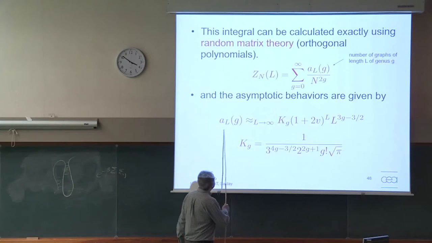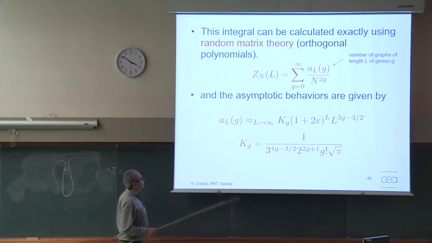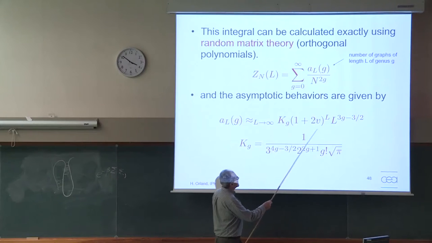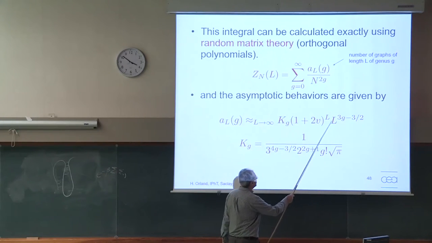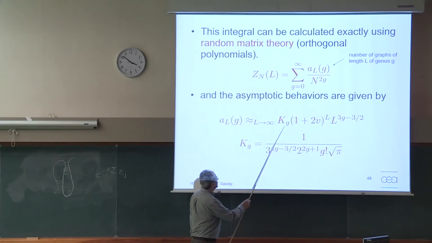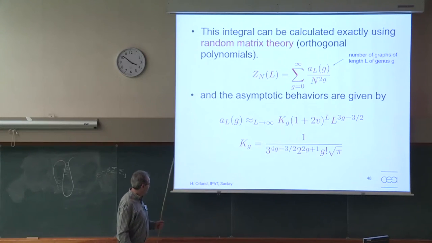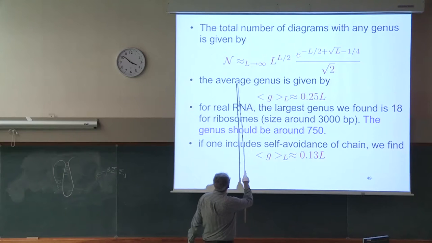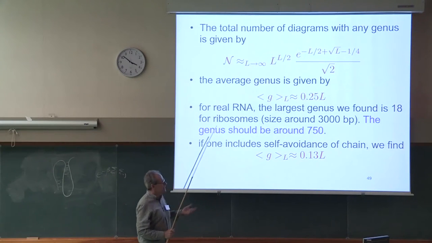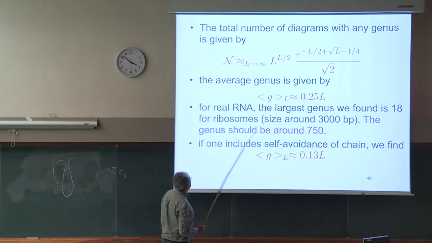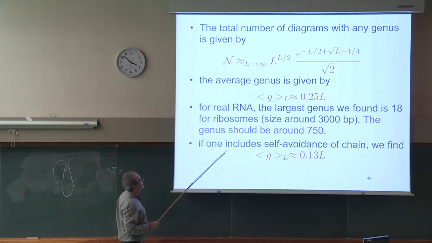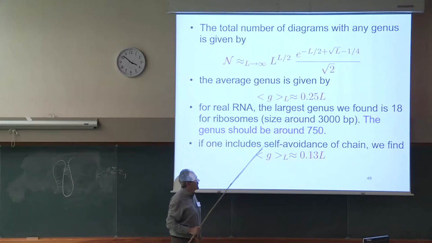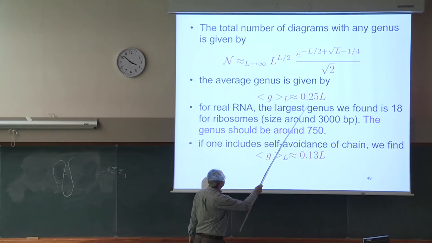And so you find that the asymptotic behavior of the number of graphs of genus G scales as an exponential to the power L, and L to the power 3G minus 3 over 2, with a coefficient KG, which scales like this. And the total number of diagrams of RNA graphs is given by this asymptotic formula. In fact, the interesting thing is that the average genus of all graphs scales like the length, it's proportional to the length of the graph with a factor 1/4.